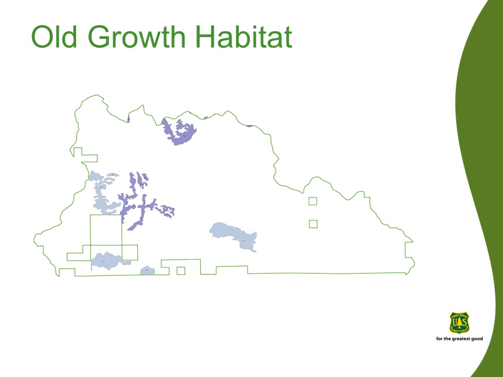This map just shows the distribution of dedicated old growth stands in the Magone Project area. The darker color is dedicated for marten, and the lighter color is dedicated for pileated woodpeckers.